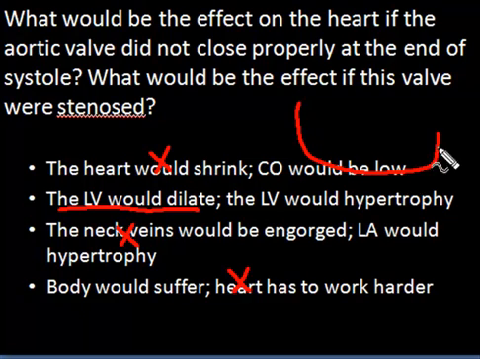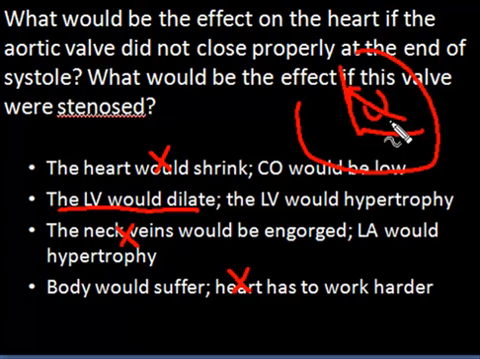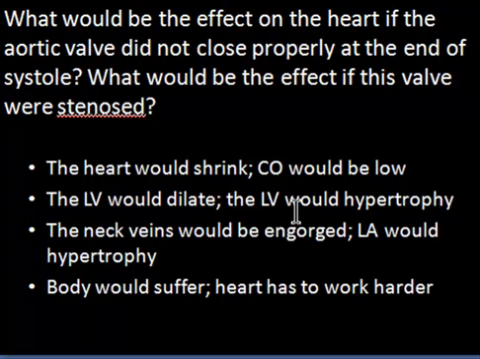Now, if the aortic valve was stenosed, that means it's narrow, and the left ventricle has to work really hard in order to push blood out through this valve. When it works really hard, its muscle begins to hypertrophy. So this left ventricular chamber would hypertrophy, and that is what this answer says. So therefore, this is the right answer.